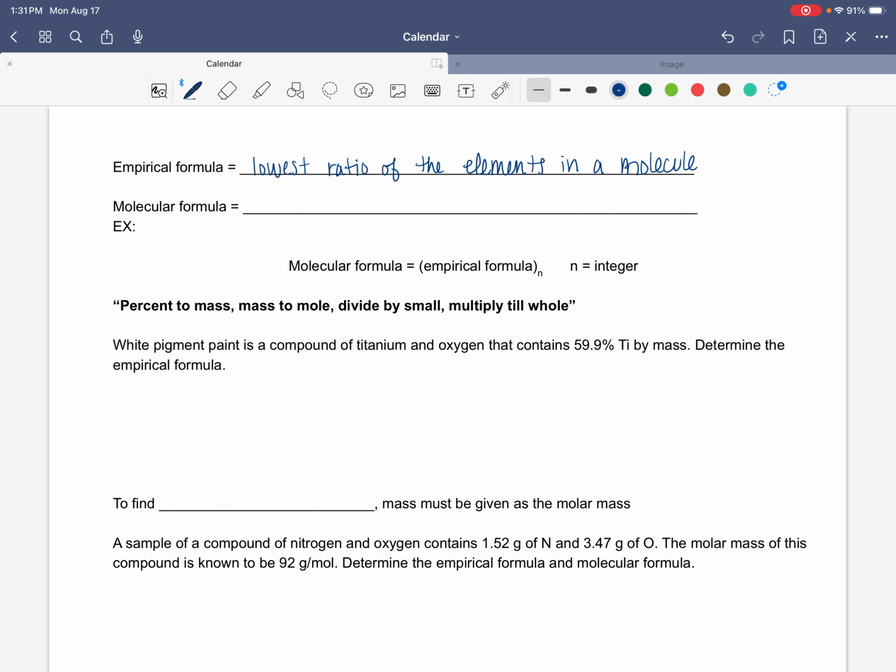Okay, and we'll give an example of this, but it is that lowest ratio, like a 1-to-2 ratio or a 1-to-2-to-1 ratio, depending on how many different elements make up that compound. The molecular formula lets us know the actual number of each element in a molecule.